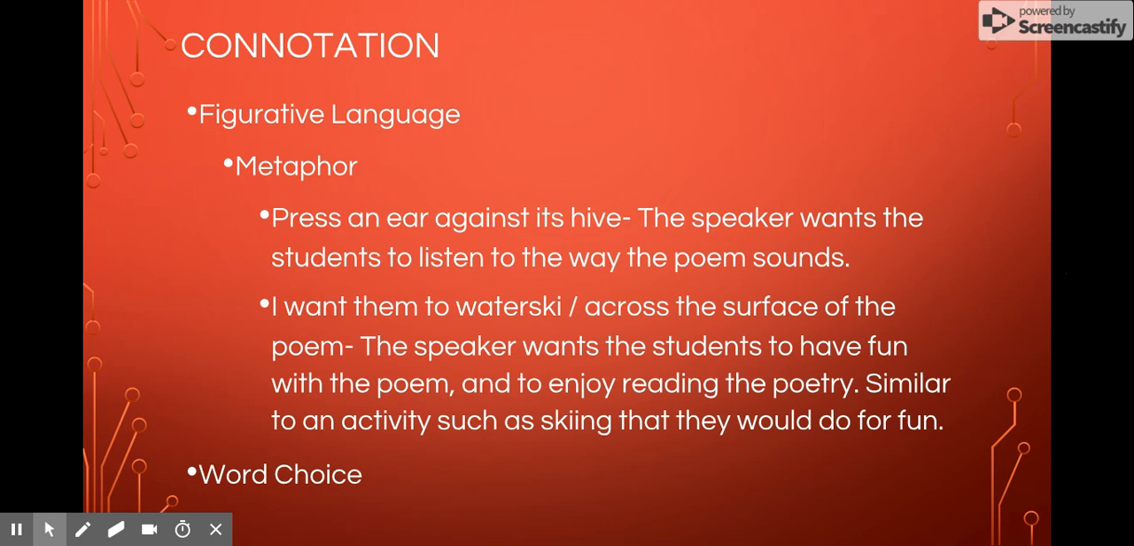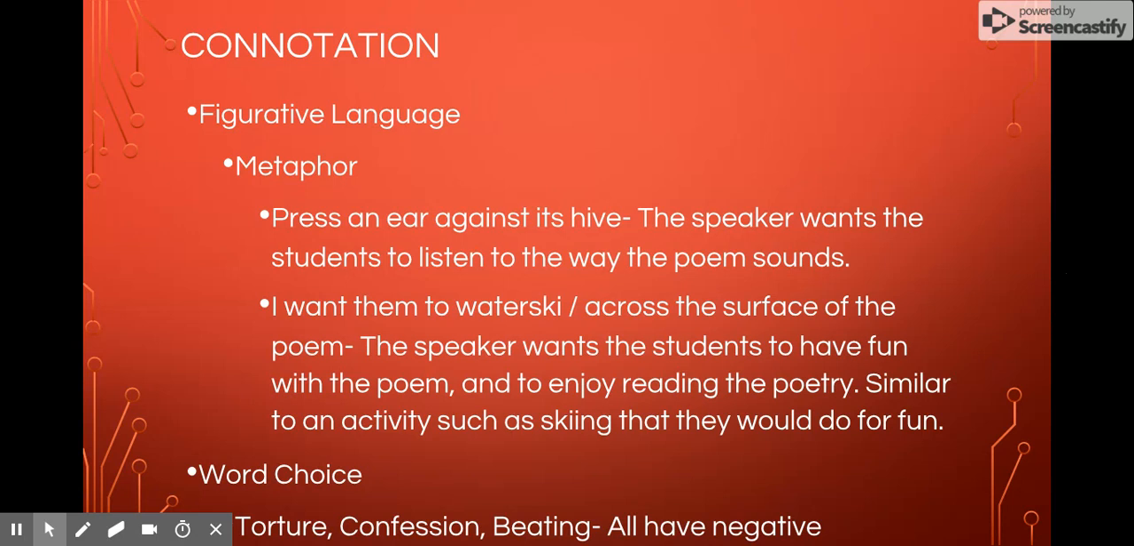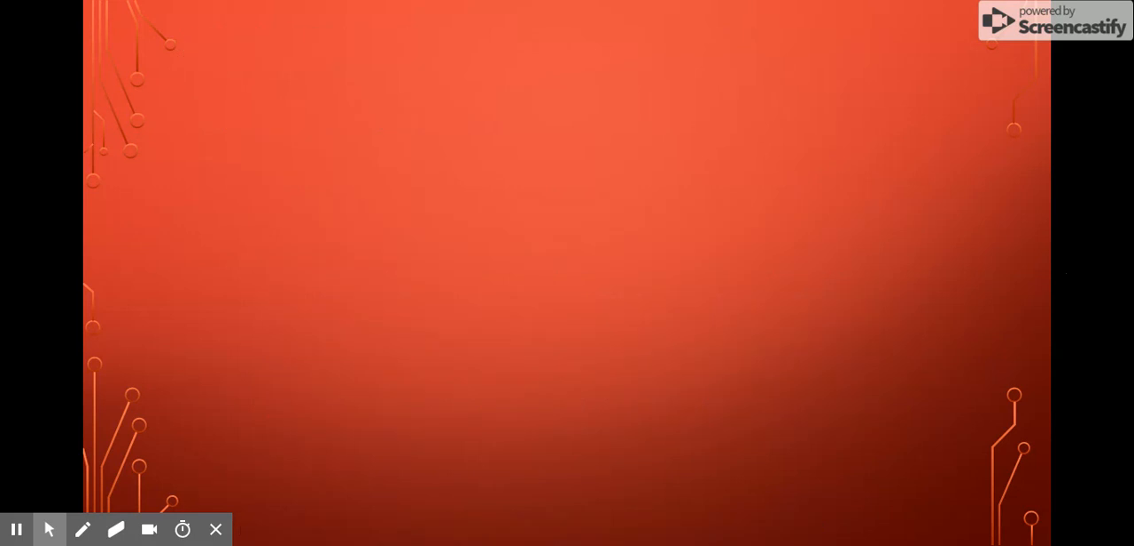Next, we have word choice. And I just picked a couple out here in the last two stanzas. Torture, confession, beating. All these have a negative impact on how we view the poem. It very much pairs with this idea of torturing the poem, of beating it, and really contrasts with what we see in the four stanzas prior to these last two stanzas. So this word choice at the end of the poem really has an impact.